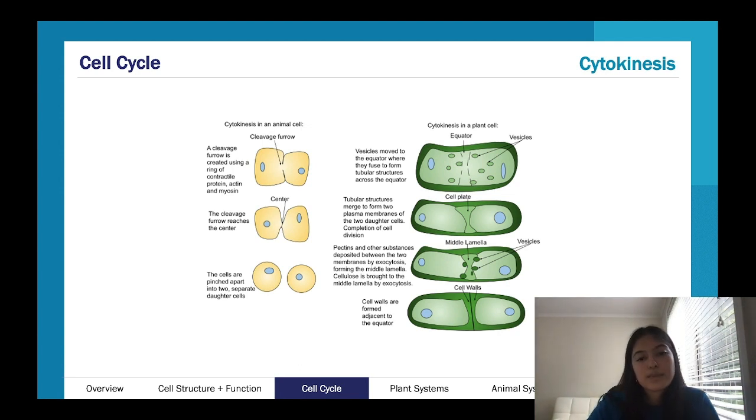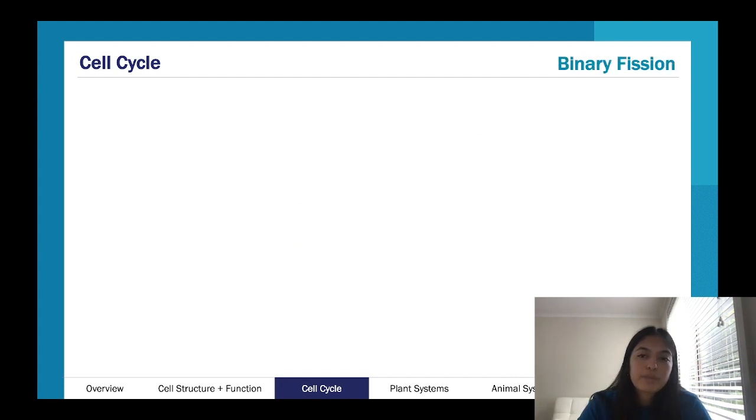Hopefully that makes sense. And remember, this is separate to mitosis. I know there's a little bit of, I don't want to say debate, but sometimes it's very easy to confuse cytokinesis as part of mitosis. Just understand that it is separate.